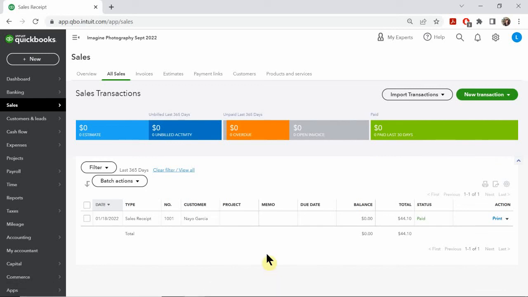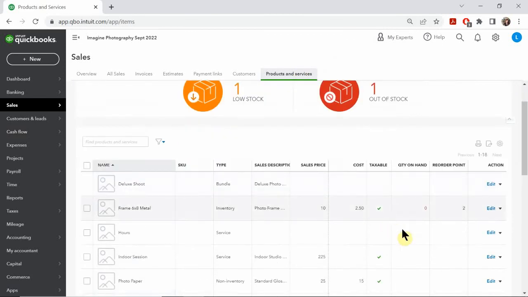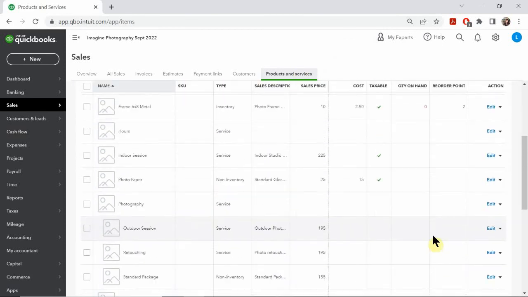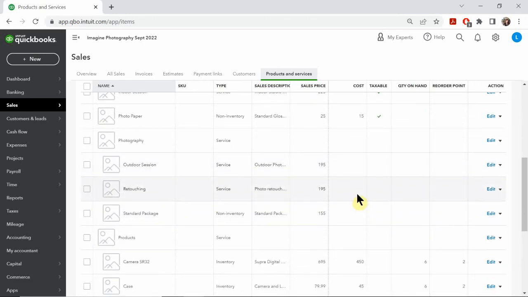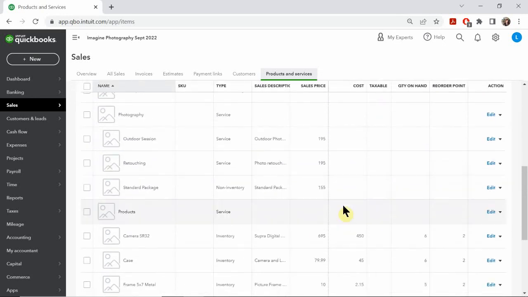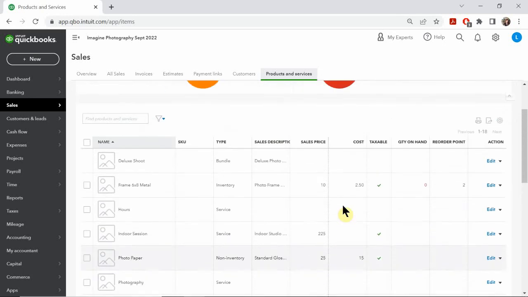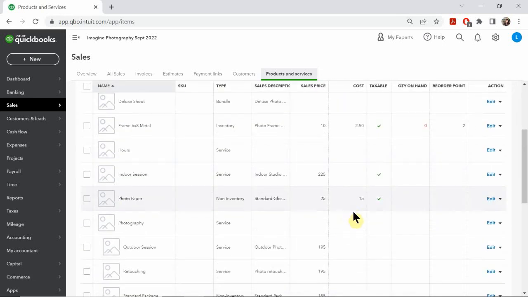Now, if you remember our products and services, right? If you take a look under our sales, we have the products and services list here. Because I sold those picture frames, it's also going to notify me whether I have those items available or not. And it will flag me down if I sold a product that I have zero quantity for. Okay? So in this case, QuickBooks does also notify you if you are selling merchandise that you don't have enough for.